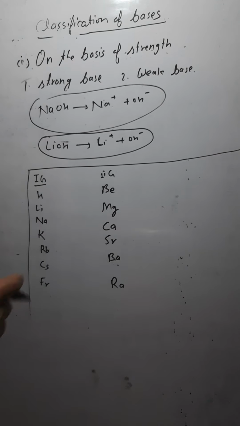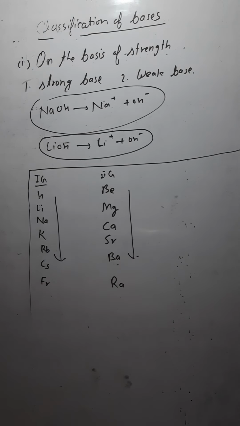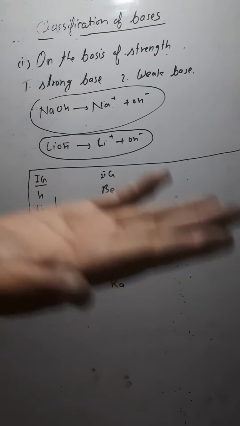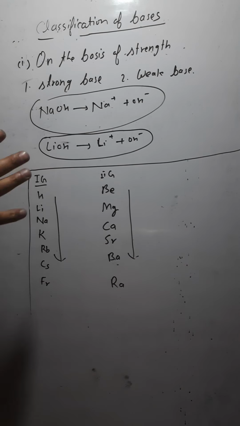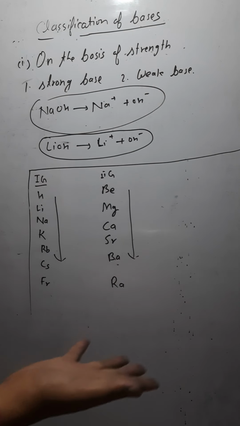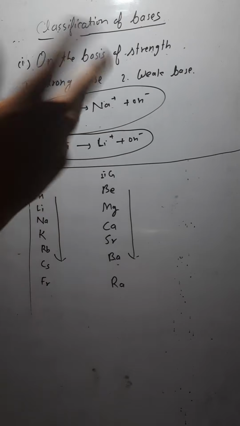So when we go down the group, the basicity increases. It means the bases formed by the elements down the group would be the stronger bases. Remember this, the bases formed by the elements down the group would be the strong base. Like the base formed by francium would be the strongest one.